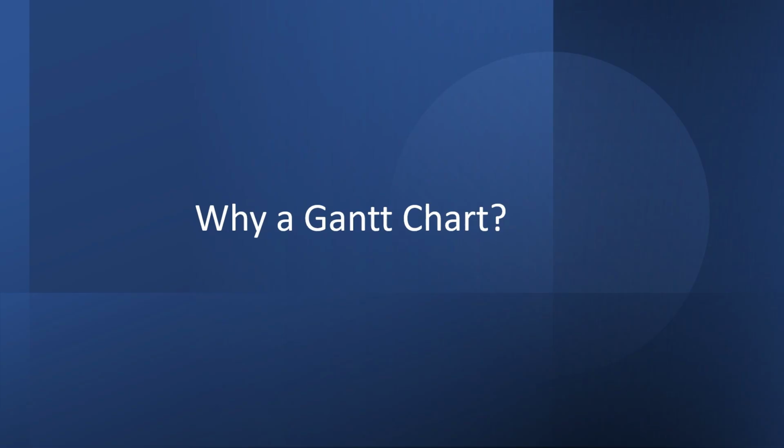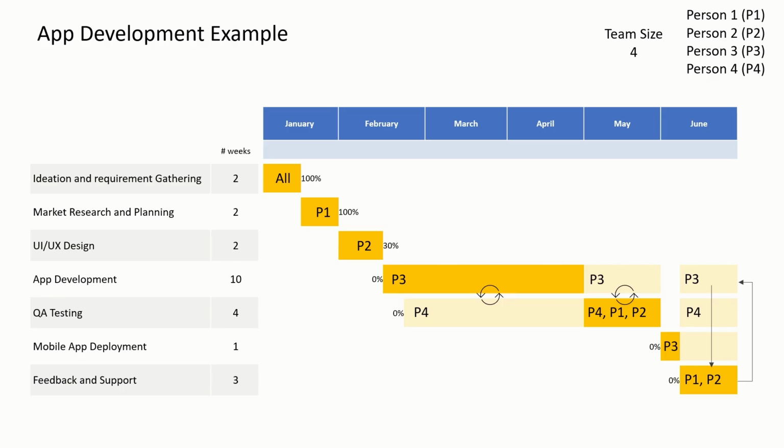So next logical question is, why do we need a Gantt chart? For that, let's look at an example. Let's say we have a team of 4 people who are trying to develop an app. We will start by listing what are the tasks involved in developing an app. We will list those down in our rows. Then we will decide what is our timeline. Is it in days or months? We will place our timeline in our columns. So in this case, we expect the app to be finished in 6 months.